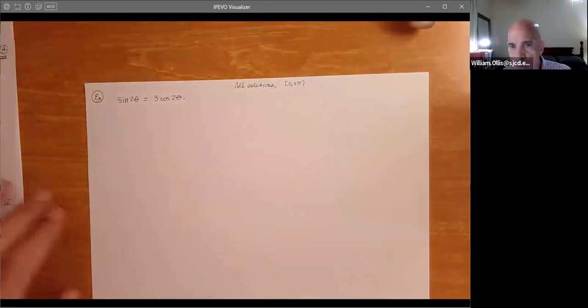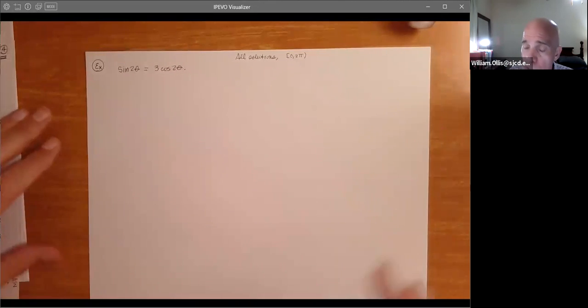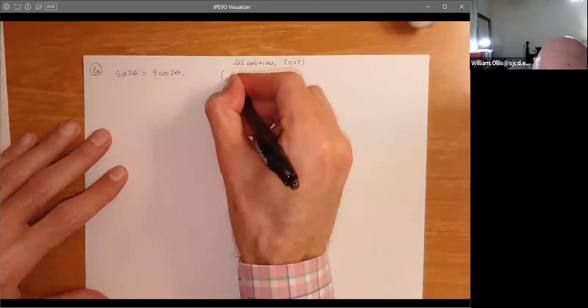Now, like I said before, the application of the lemma is nice. That is, we can avoid the problem of extraneous solutions. So let's look at this. We want to apply the lemma.